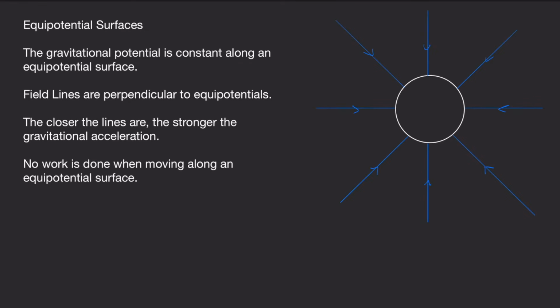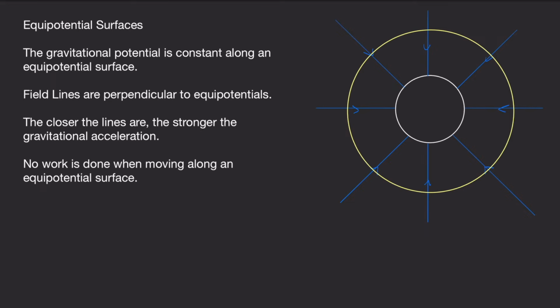Now let's talk about a really important concept, and that is equipotential surfaces. So they're defined as following. The gravitational potential is constant along an equipotential surface. In the case of a planet or a point mass, the equipotential surface is actually going to be simply a circle. Let's see if I can just about draw it roughly.